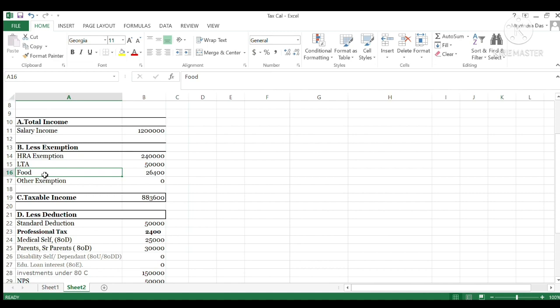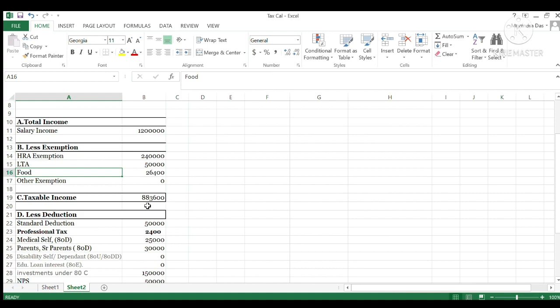So I have taken over here the basic exemptions. I have not taken many exemptions apart from this. So HRA 2,40,000 rupees, LTA 50,000 rupees, and food 26,400 rupees. So how much is your taxable income over here? It comes to 8,83,600 rupees. Now the rule says, what is your net taxable income? Net taxable income is your taxable income minus your deductions, right?